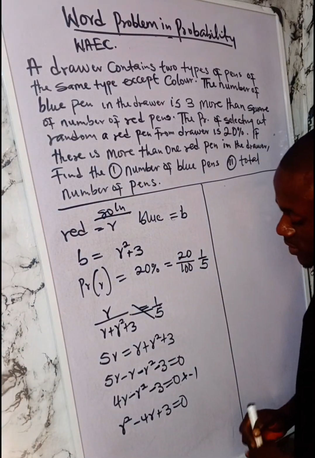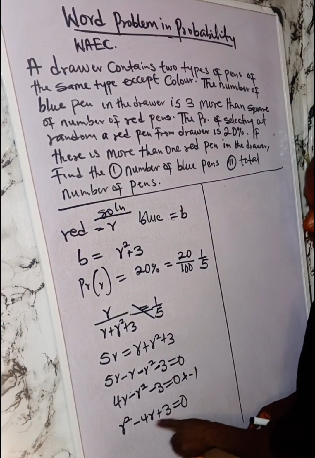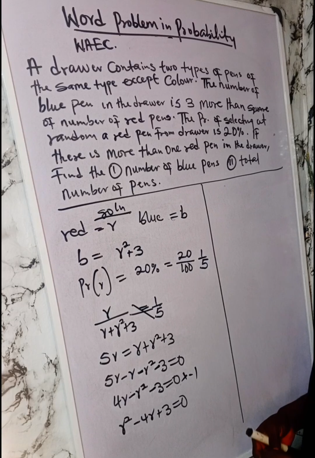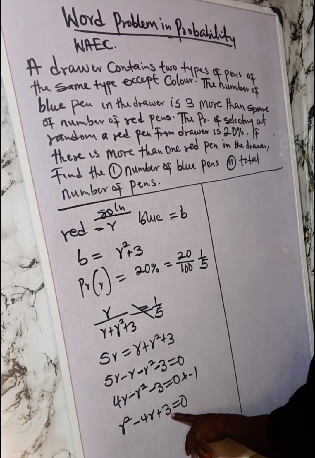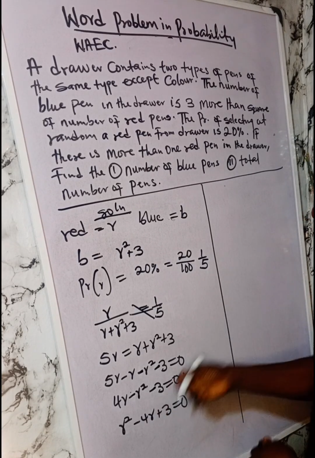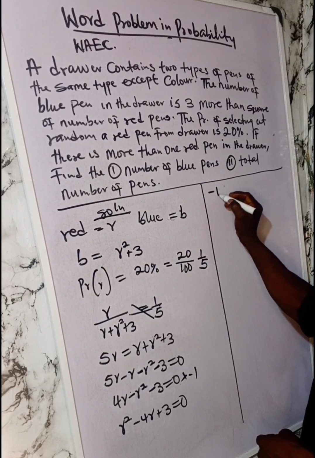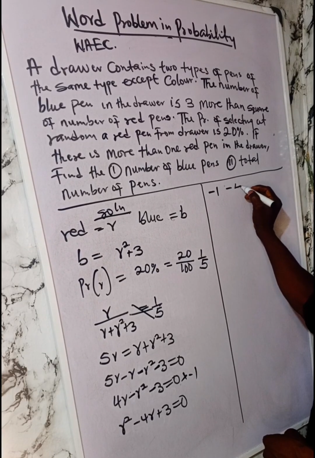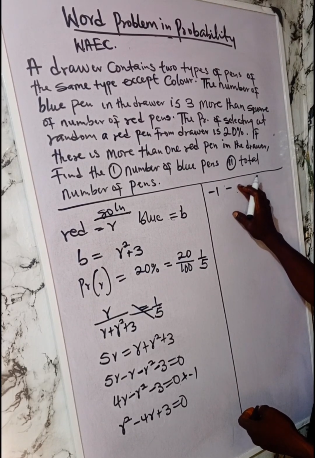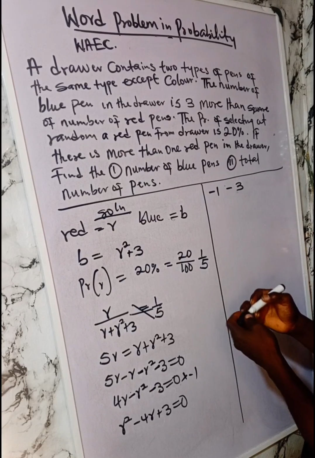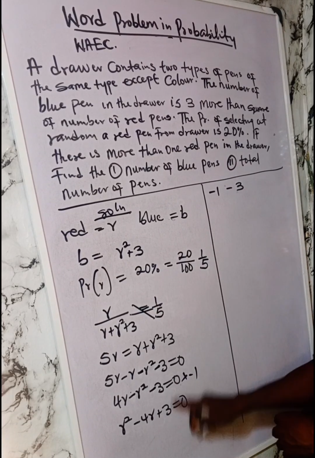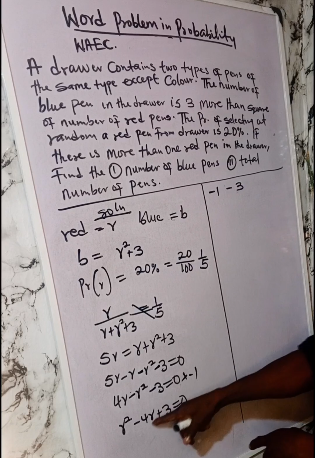I'm looking for two numbers such that their product will give me 3 and their sum will give me minus 4. By factorization, the product of the two numbers will give me this constant, while their sum will give me the coefficient of R here. So we are going to have minus 1, minus 4. Okay, sorry, minus 1, minus 3, not 4. Minus 1, minus 3, because minus times minus is plus: 1 times 3 is 3, and minus 1 plus minus 3 will give me minus 4.